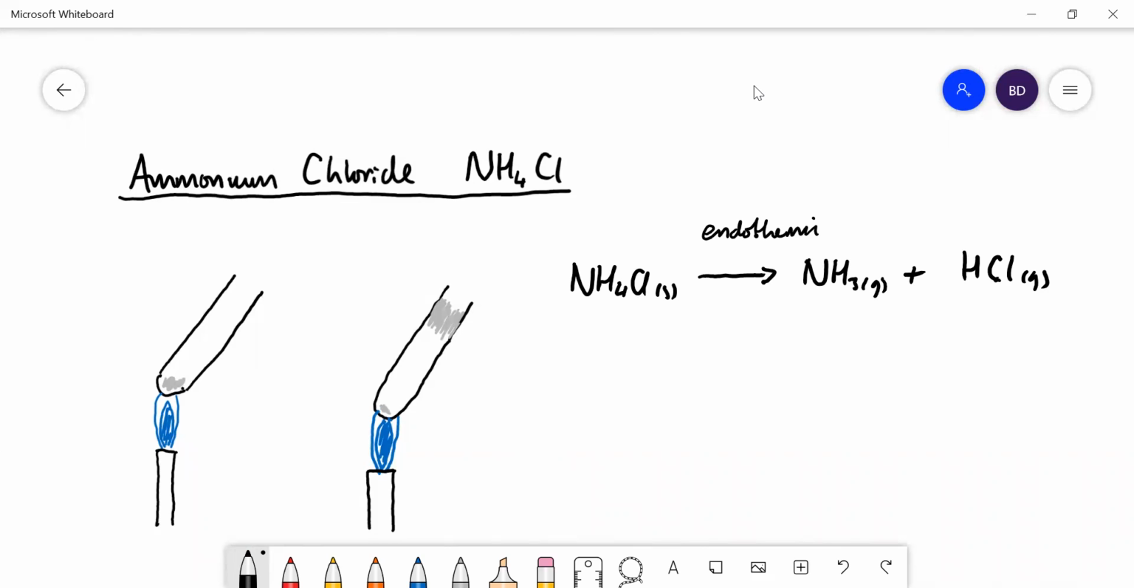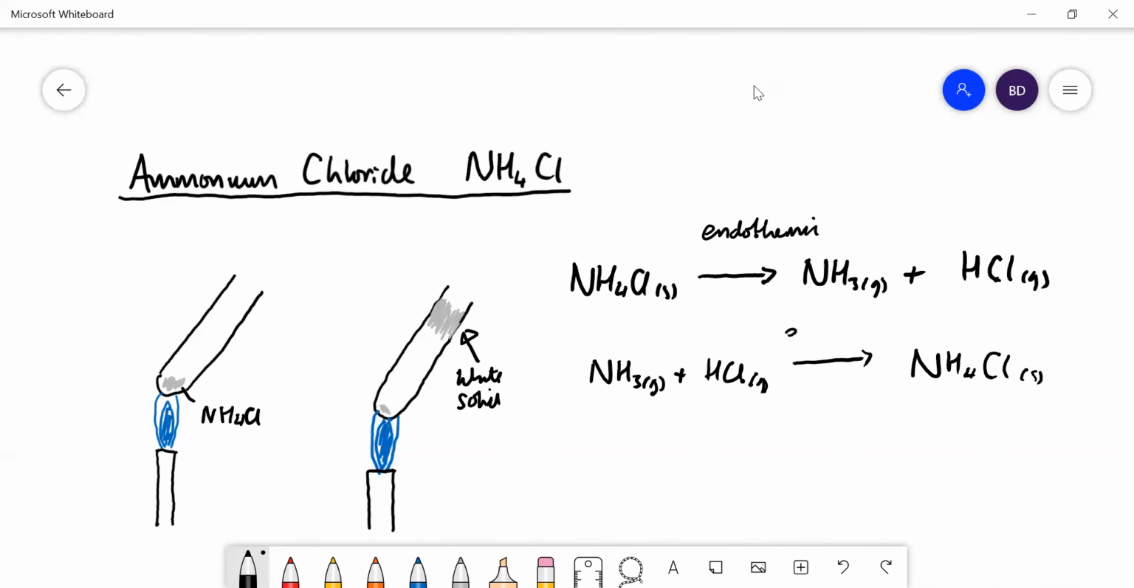So here we've got some ammonium chloride in the tube. You heat it up and it decomposes. Then you notice at the top of the tube you're getting a white solid forming. The reason is that when it gets cooler, the NH3, the ammonia gas, and the HCl gas recombine to form ammonium chloride solid, and that is exothermic. That can occur higher up the tube because it's a bit cooler there, and it will reform at the top of the tube.